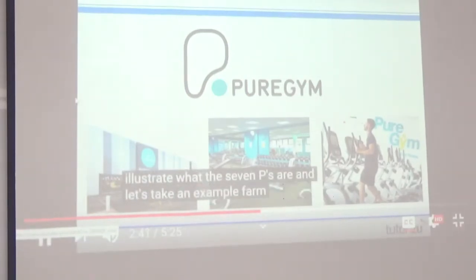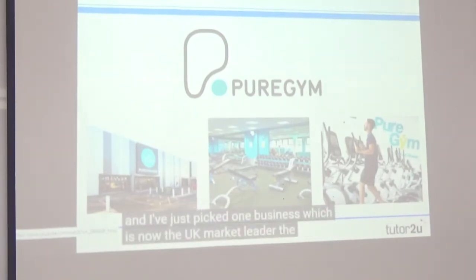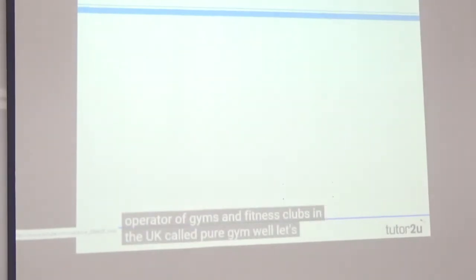And let's take an example from the health and leisure industry, the fast emerging budget or low-cost gym sector. I've just picked one business, which is now the UK market leader, the largest operator of gyms and fitness clubs in the UK, called Pure Gym. Well, let's have a look at what the 7 elements of the mix are.